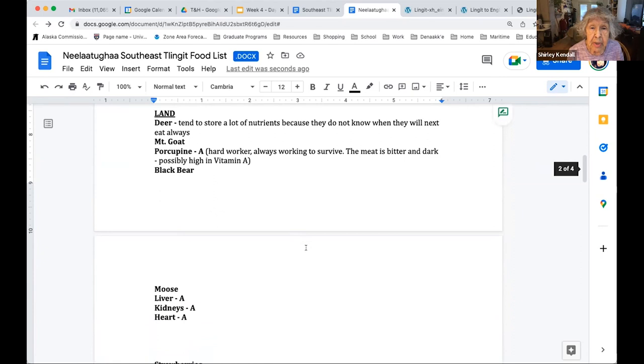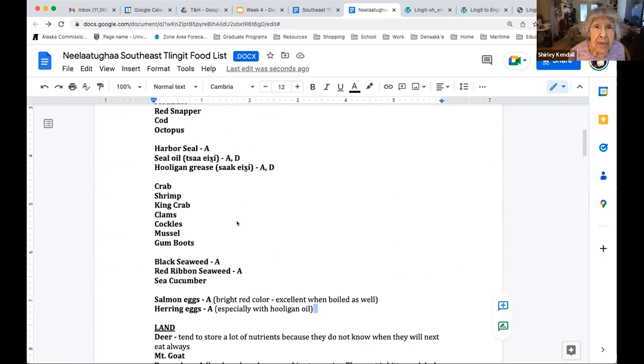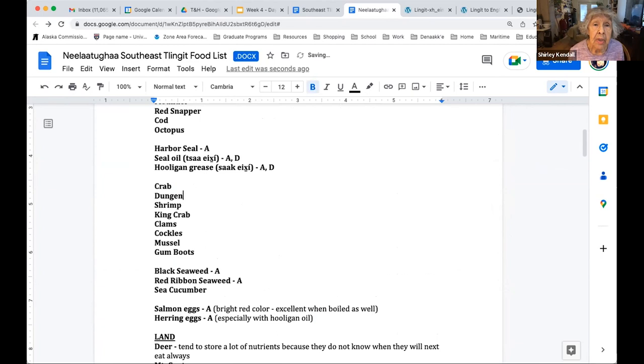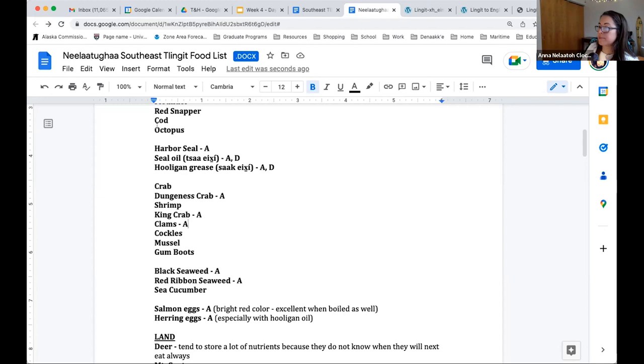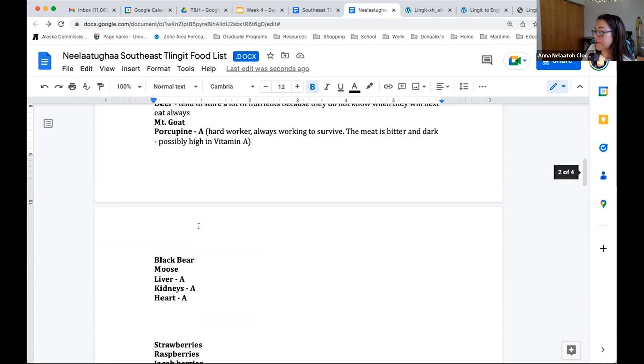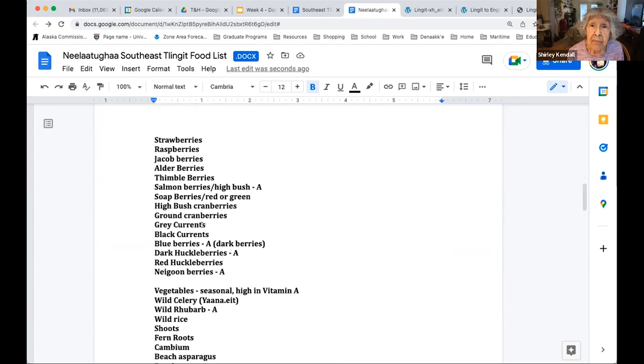And on the list, I think, do I have crabs? Dungeness has a lot of A, and king crabs has a lot of A. Dungeness also has A. Clams, and I don't know what else I had. Mussels, you have cockles, mussels, gumboots, shrimp. Do I have mushrooms? Mussels? Yeah, you have mussels. I don't have much experience with mussels.